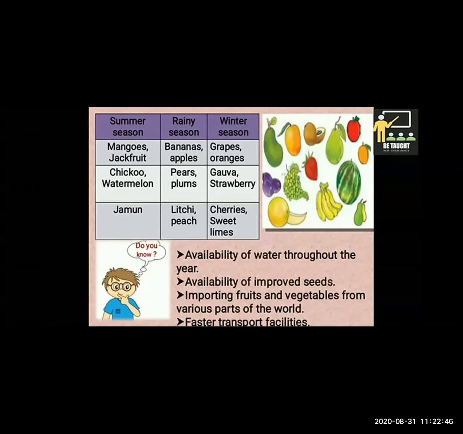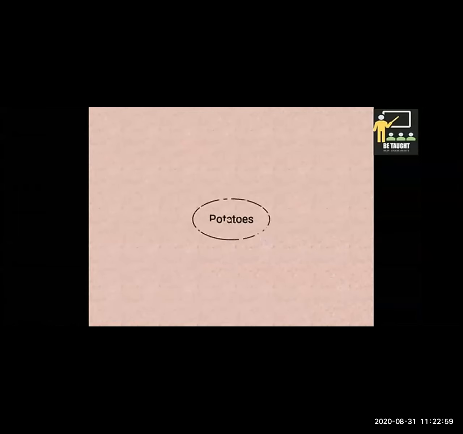Availability of improved seeds, importing fruits and vegetables from various parts of the world, and faster transport facilities. Irfan and Supriya bought potatoes because they were very cheap. But they are tired of eating potato bhaji. Suggest different preparations of potatoes to them.